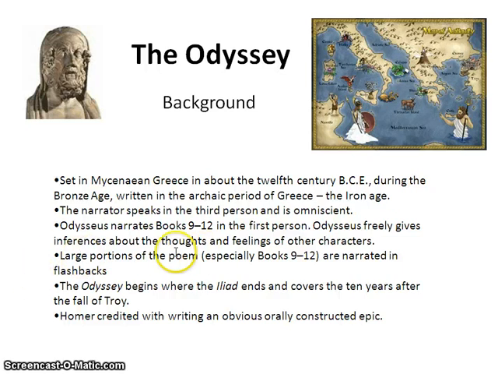Another part of it is that large portions of the poem are told in flashbacks, and that's where Odysseus is narrating his own story. It's already modern day for Odysseus, and then he goes back and he's retelling his story. So it's flashbacks. We're going to be reading the part with the Cyclops. So Odysseus has already gone through all his turmoils, and now he's narrating his story in a flashback.